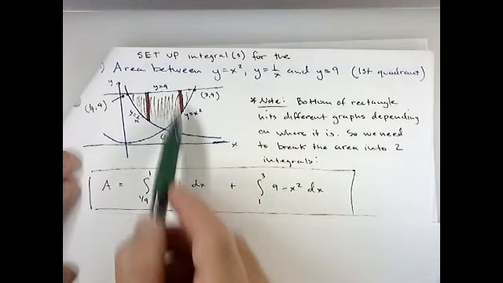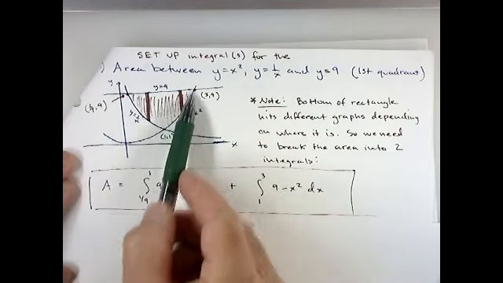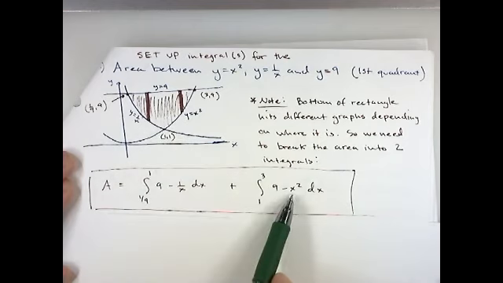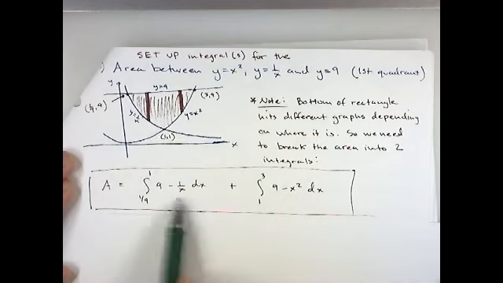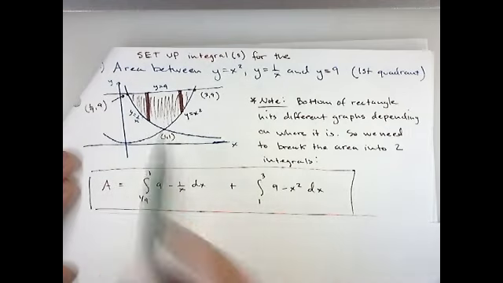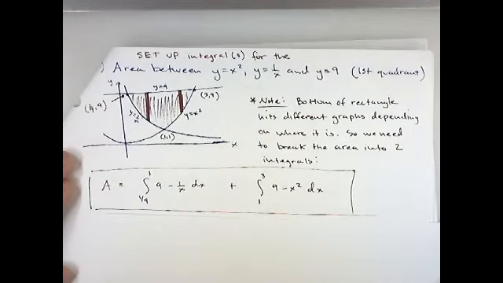Top function is still 9. And my rectangles hit y equals x squared on the bottom. And so I would have to work out both of these integrals and add them together to get the total area. If you had to actually work this out, you'd have to do 2 integrals. So there'd be a bit of work to do here, right?